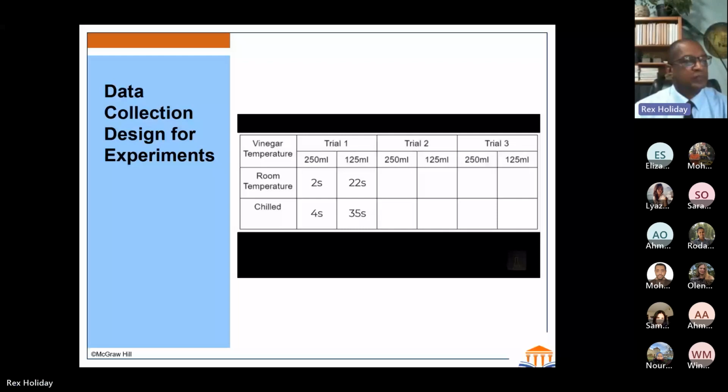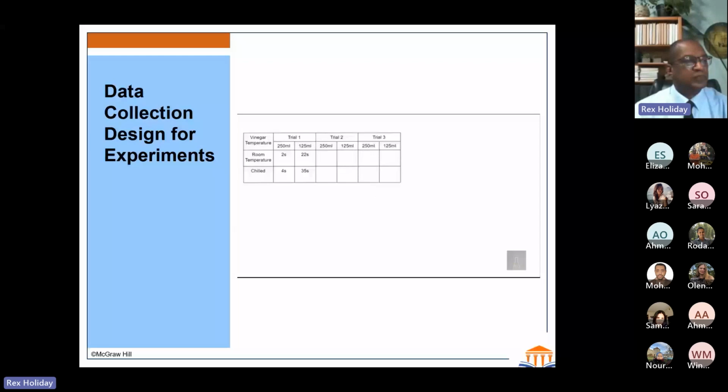So now we need to think about what this data means. Because we took 4 pieces of data from one single trial, there's a lot that we can learn from this experiment. For example, I can see that it took twice as long for our chilled baking soda and vinegar to reach that 250 milliliter mark as it did our room temperature baking soda and vinegar.